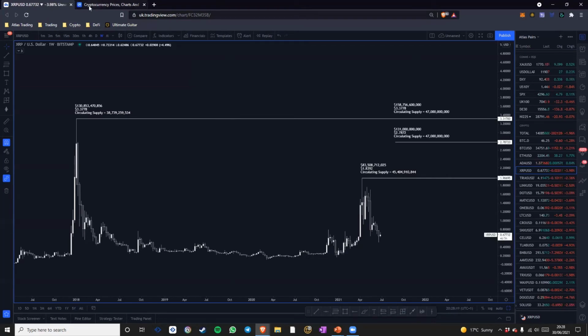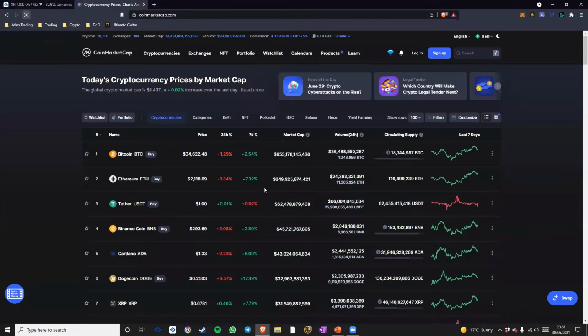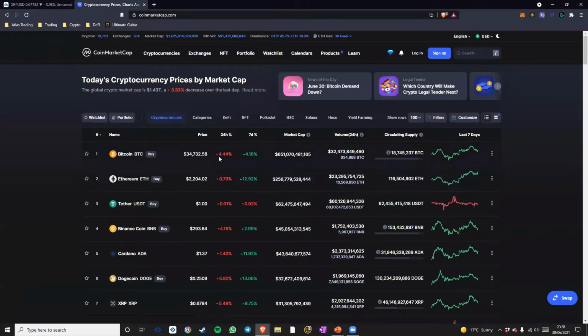I'll just change this so we can see. I'll refresh it as well because I think prices have changed. Yep. So this is ranked by market cap. Okay, so Bitcoin's the biggest, then Ethereum, Tether, BNB, ADA, Doge. But the prices are all over the place. 34k, 2k, $1, 293, $1.37.